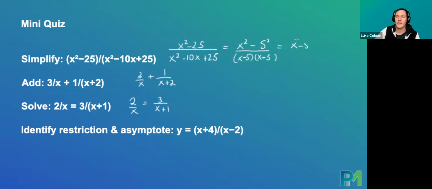So the top line is x minus 5 times x plus 5, and the bottom is x minus 5 times x minus 5. And then we can go ahead and cancel off this one. And that's my answer, if and only if x is not equal to 5, because then we would be dividing by 0, and this doesn't work.